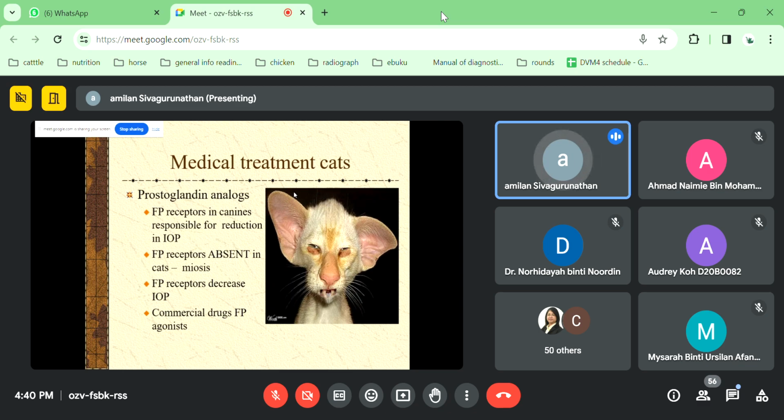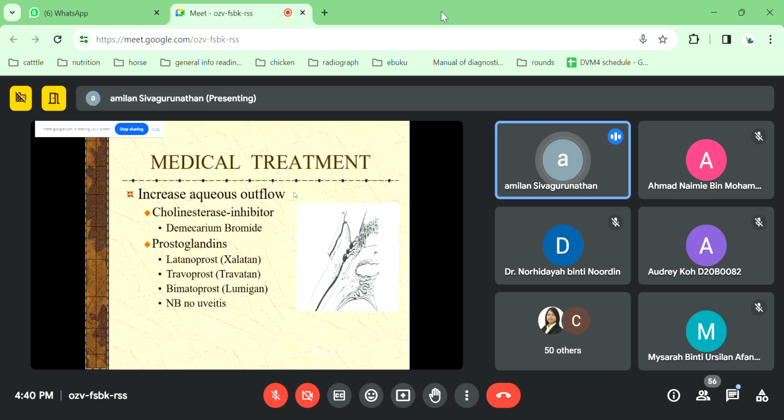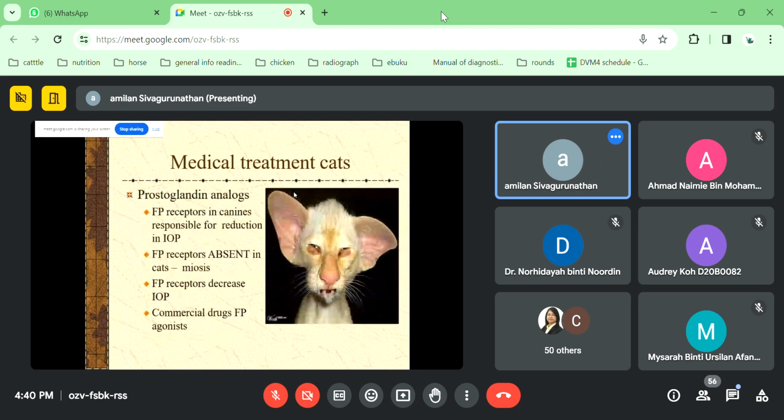Medical treatment of cats has to be a bit cautious because they have a different physiological pathway for inflammation from dogs. And so some of the drugs that we mentioned earlier, the prostaglandin analogs, they are not appropriate for cats, right? So cats are not small dogs, and generally they tend to require different methods of treatment.